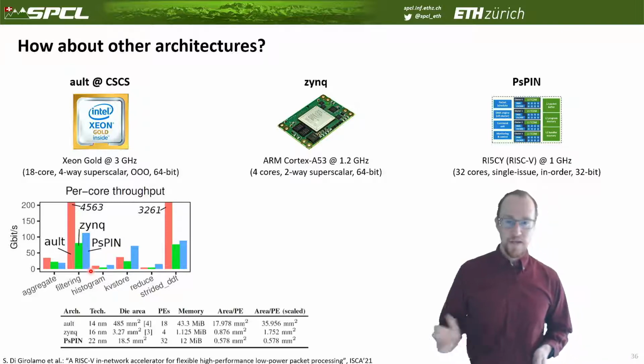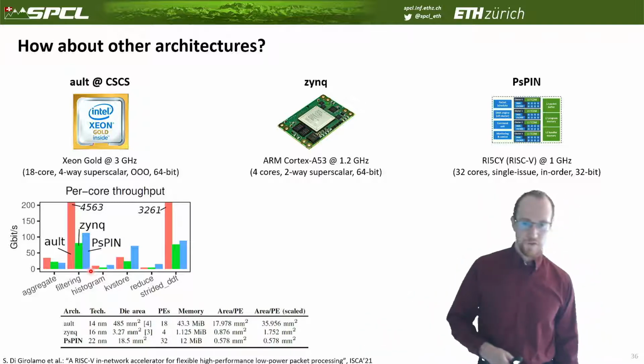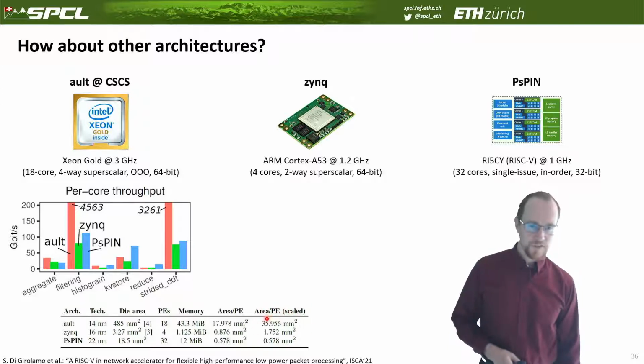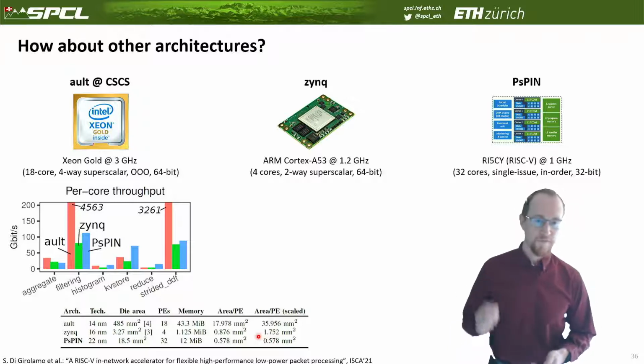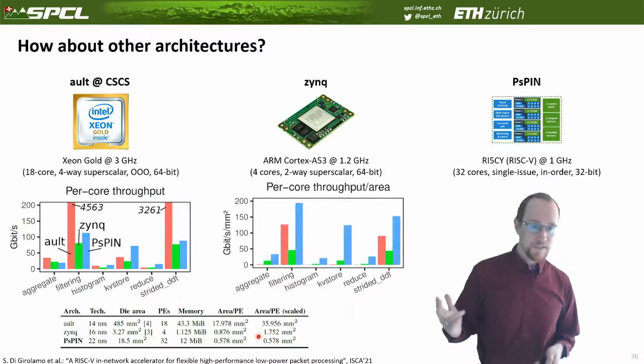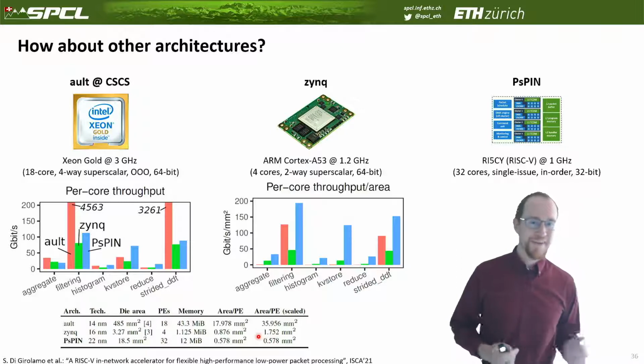And if you look at the actual size of those cores, for various technologies, we can compute the area per processing element as scaled by the technology node, and you see here Intel's size per core is nearly a factor of 60 larger than the PsPIN implementation, and the Zynq ARM core is more than a factor of 3 larger. So now we can normalize this and look at the per core throughput per area. So that's now gigabit per second per square millimeter of core space.